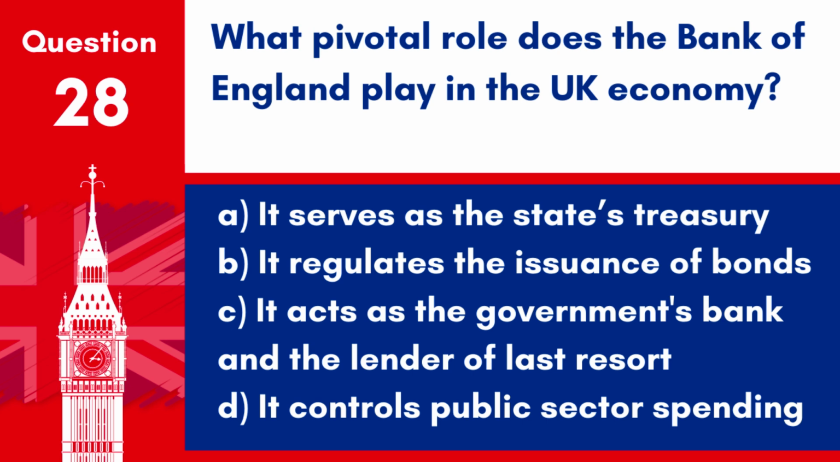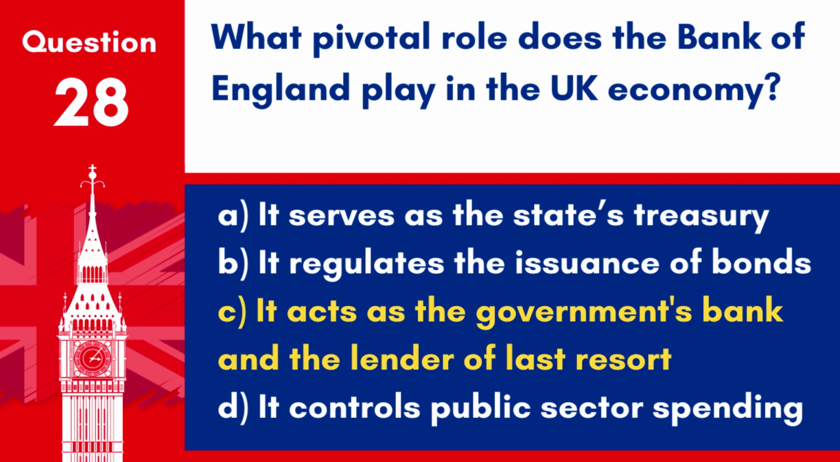Question 28. What pivotal role does the Bank of England play in the UK economy? A. It serves as the state's treasury. B. It regulates the issuance of bonds. C. It acts as the government's bank and the lender of last resort. D. It controls public sector spending.